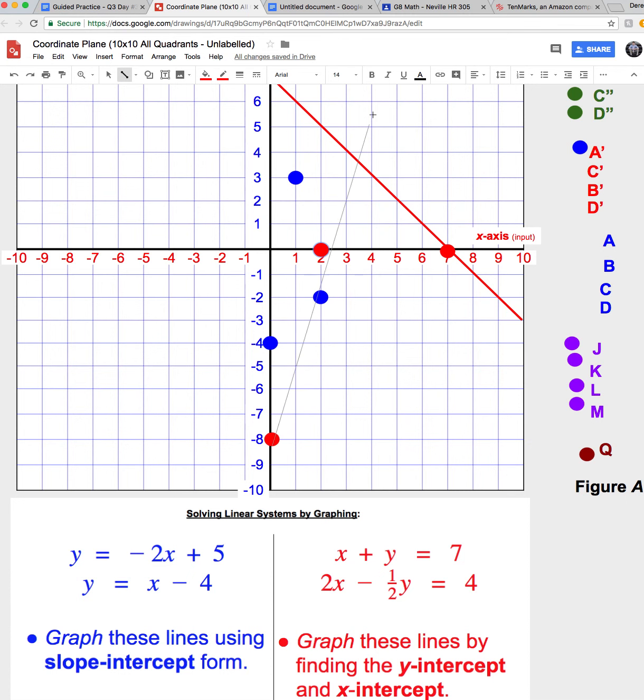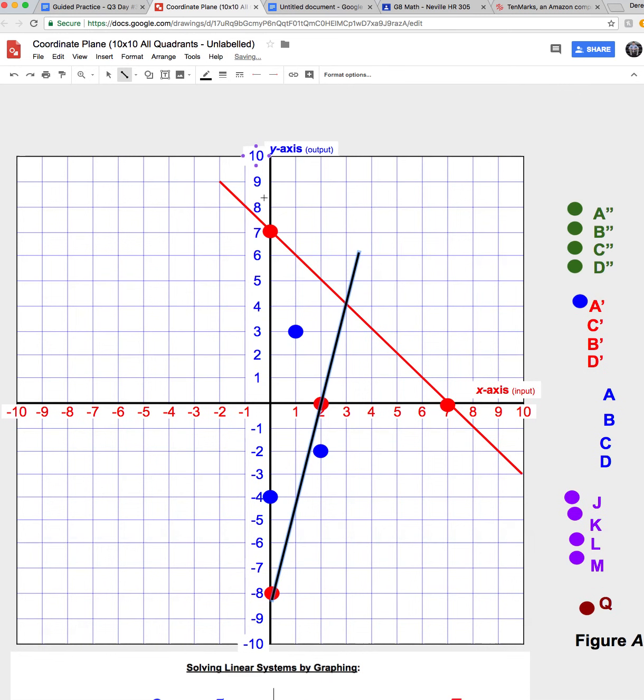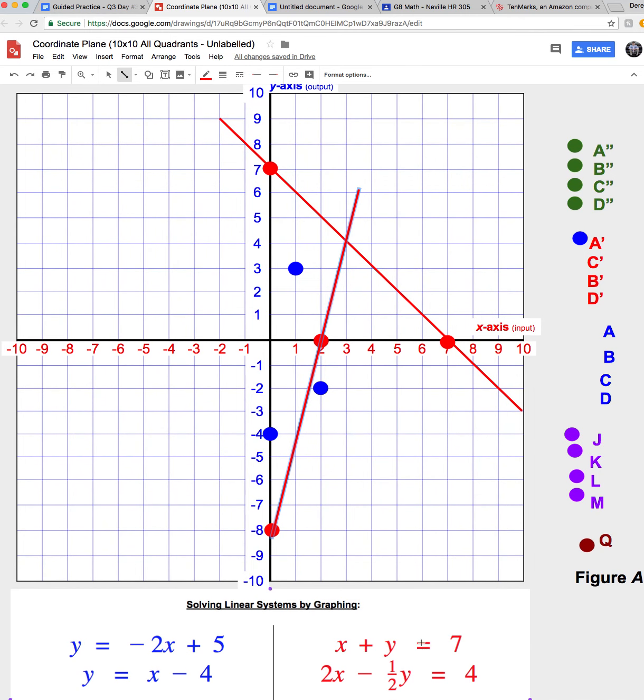When I connect those 2 points, there we go, we see where these 2 lines cross each other. They cross each other right here at this point when x is 3 and y is 4. So now I've graphed these 2 linear equations down here, and I've realized their common solution must be the value x is 3 and y is 4.